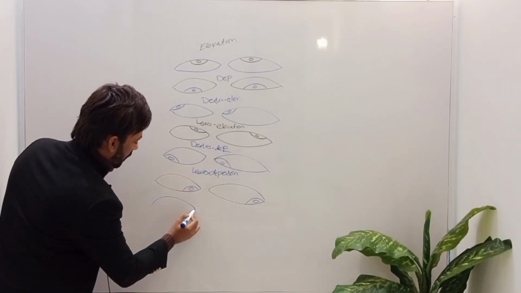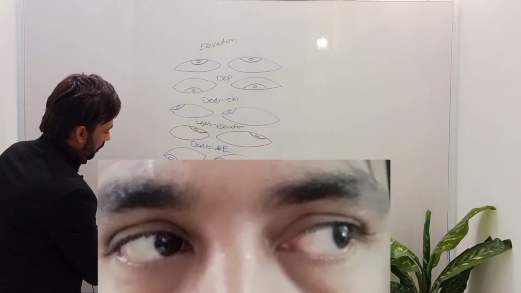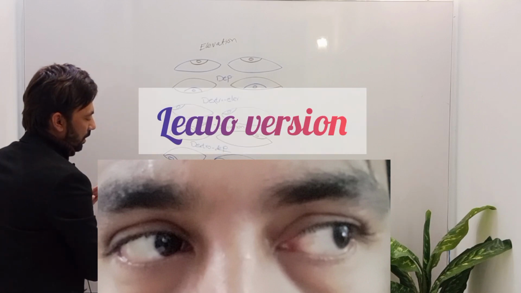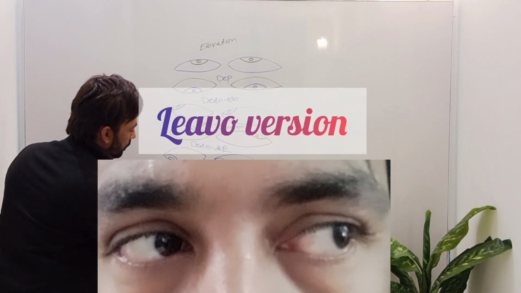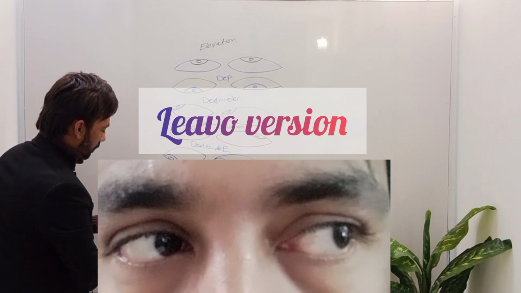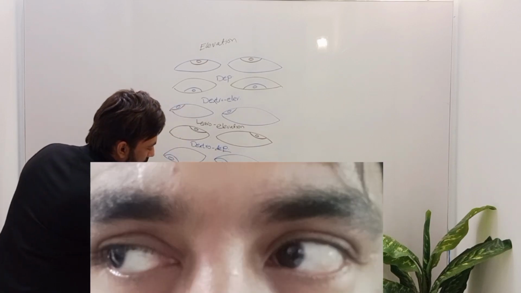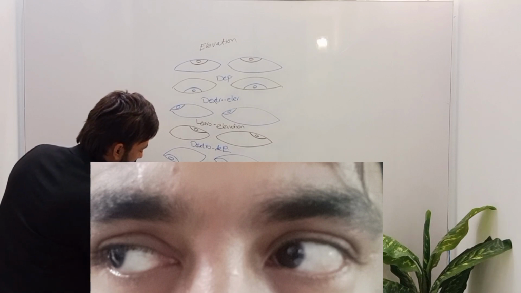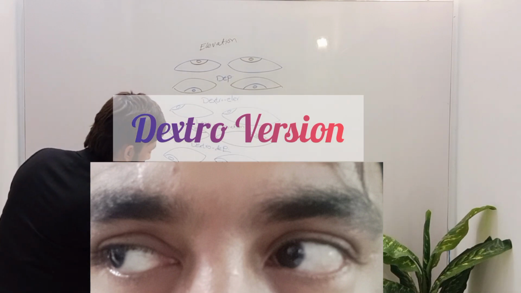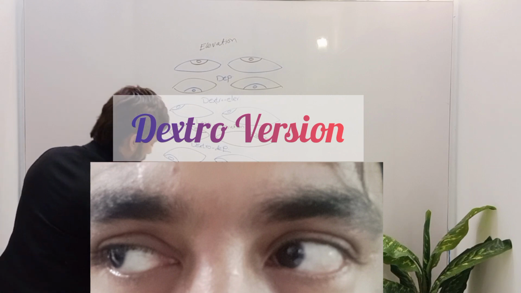And other examples: again these are two eyes, and if both eyes are looking at the left side, that would be levo version, right? Now the last one: suppose both eyes are looking in the right direction, right means dextro, so dextro version. So these are some examples of the version.